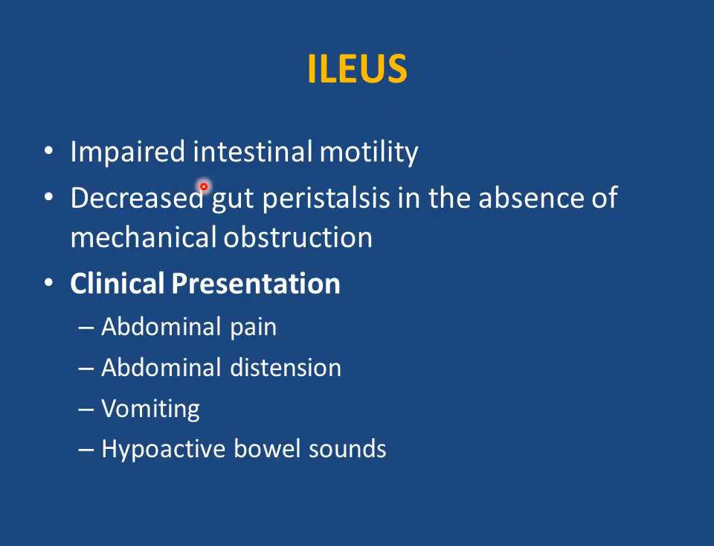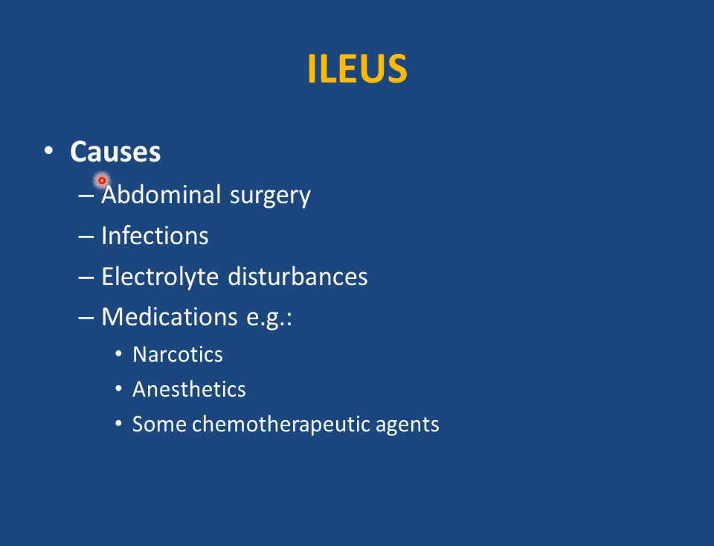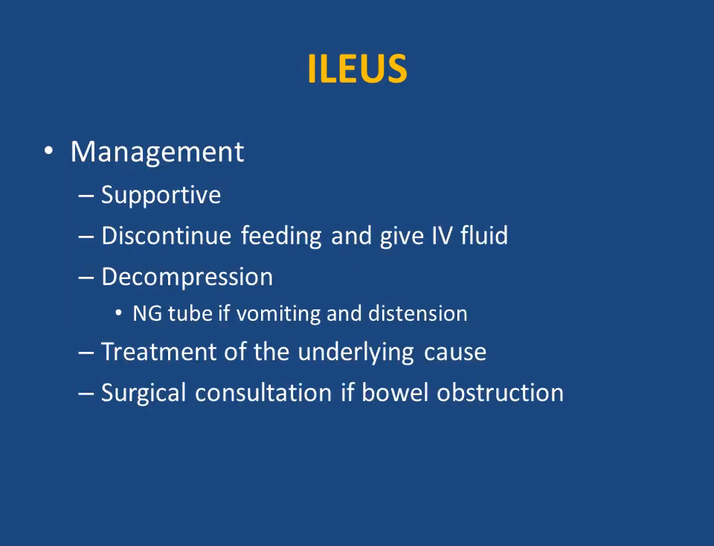Ileus. Ileus is impaired intestinal motility and decreased peristalsis in the absence of mechanical obstruction. The clinical presentation of ileus is abdominal pain, abdominal distension, vomiting, and hypoactive bowel sounds. Causes of ileus: abdominal surgery, infections and sepsis, electrolyte disturbance, for example hypokalemia, medication, narcotics like giving excessive morphine before surgery, anesthetics, and some chemotherapeutic agents.